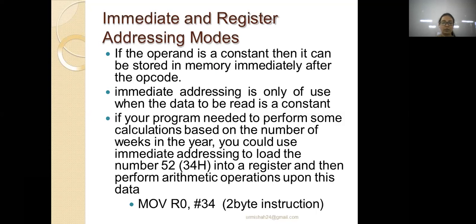Immediate addressing is only of use when the data to be read is a constant. If instead of #34 only 34 was given, or instead of that the R1 register was given, then we would have to look at what data is saved at address 34 or in the R1 register. We would have to first fetch that and then transfer it to R0, so it becomes a two-step process. But here the data given directly is 34, so we simply move it to the R0 register once this instruction is executed.